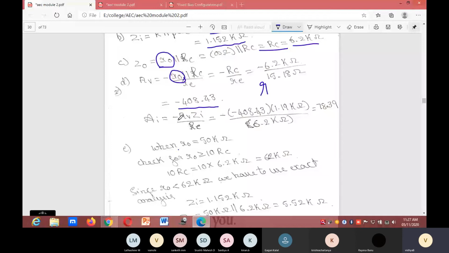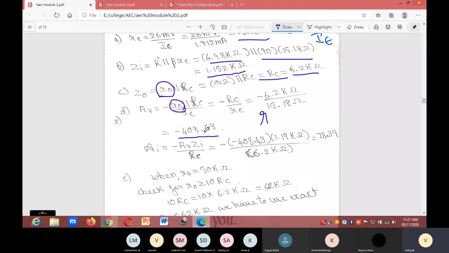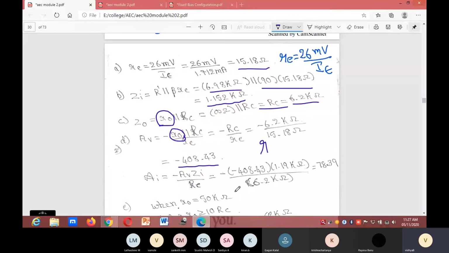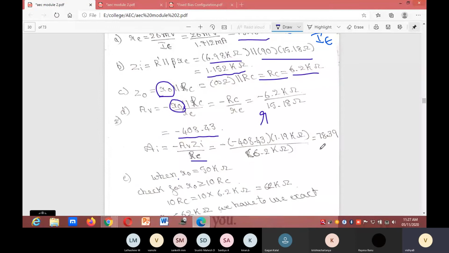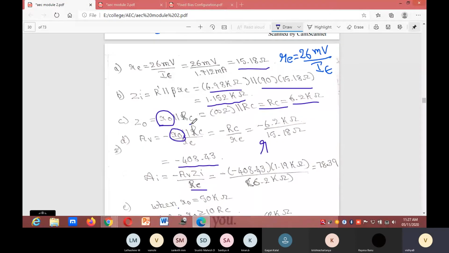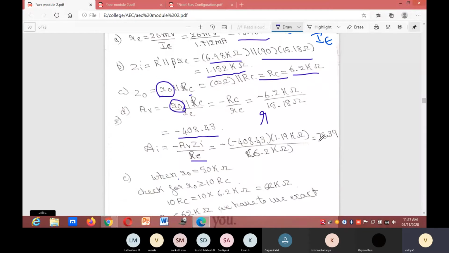Next, current gain. Current gain is equal to minus AV Zi divided by RC. We know the value of AV is minus 408.43. Substitute. Zi value is 1.152 kilo ohm. Substitute. RC value is 6.2 kilo ohm. After substituting, you will get 78.39. This is the current gain.